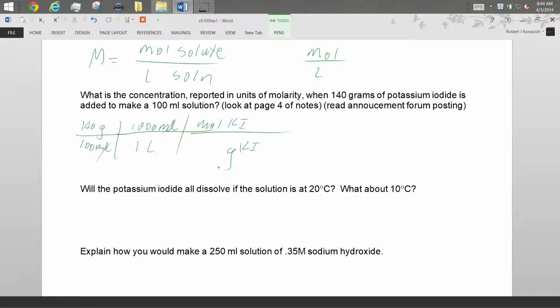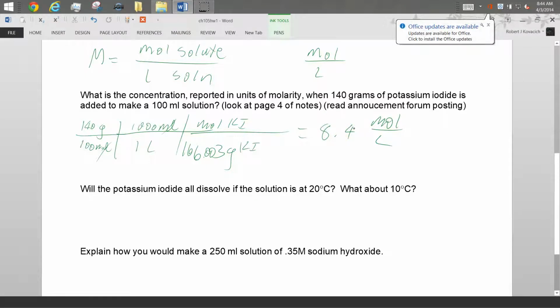So we've got 39.0983 plus 126.9045. Yeah, looks like 166.003. And so then my moles per liter, so I got 140 divided by my 166 times 10. Looks like 8.4 moles per liter for that concentration.